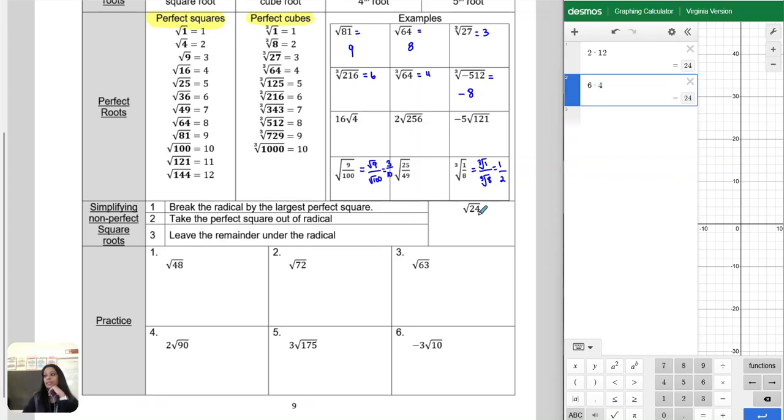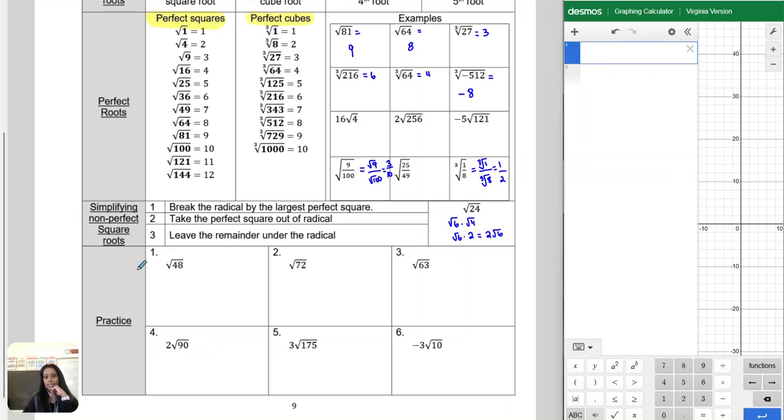So the way you can think about square root of 24 is you can write square root of 6 times square root of 4. Square root of 6 is not a perfect square, so I'm going to leave that under the radical. But square root of 4 is 2, and the radical goes away. So to write this all nice and neat, you're just going to write 2 square root of 6. And that's my answer. That's what my answer is going to look like. Okay. Let's do a couple more of these.